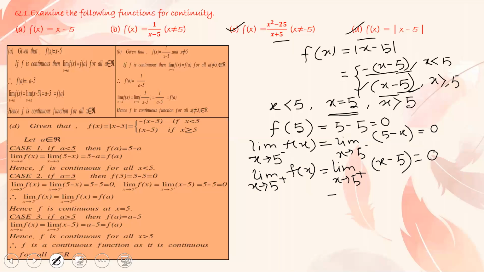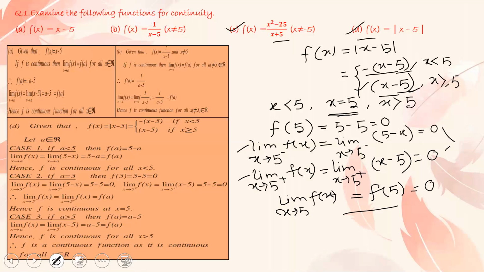Now we can check the left hand limit and the right hand limit. Both are equal. Hence we can say the limit of f(x) as x tends to 5 exists and it is equal to f of 5, since both the values are 0. So here the function is continuous at x equals 5.